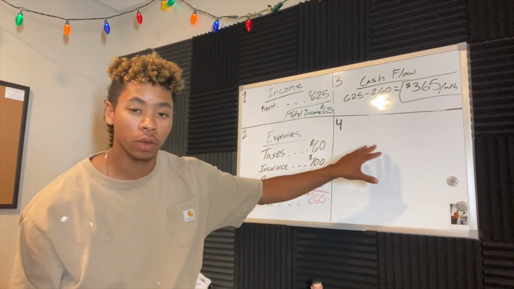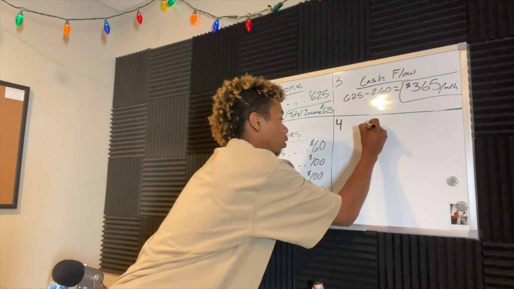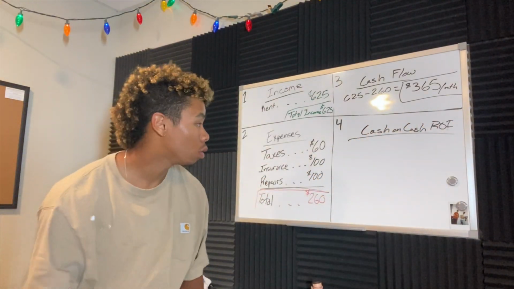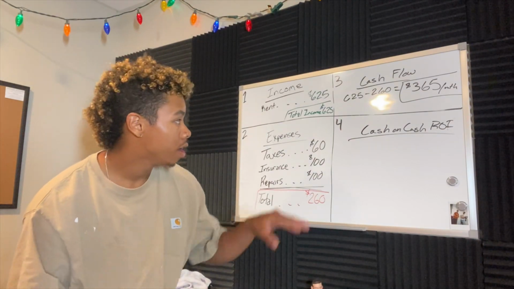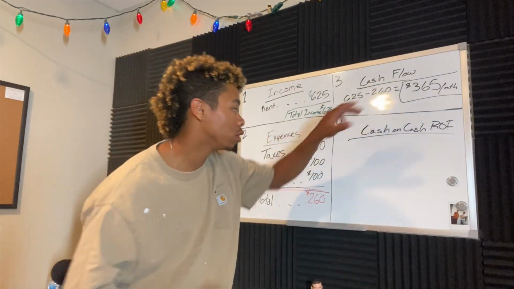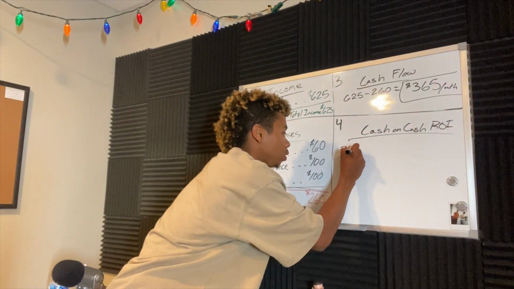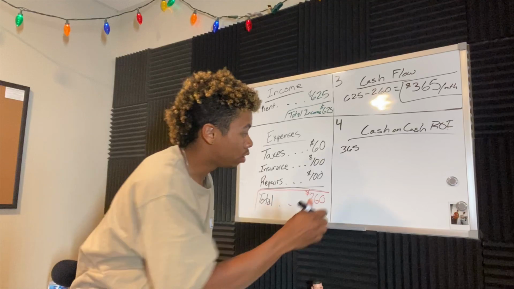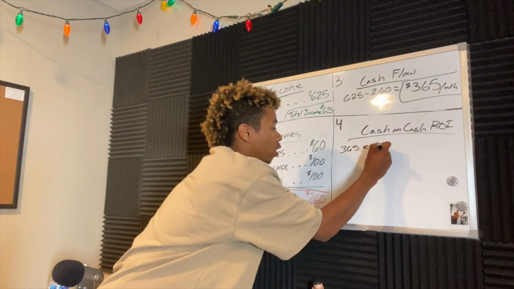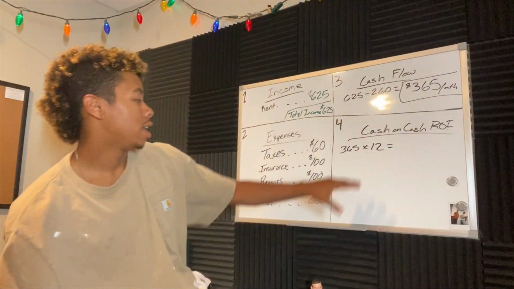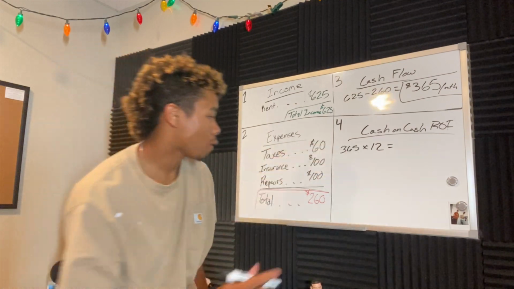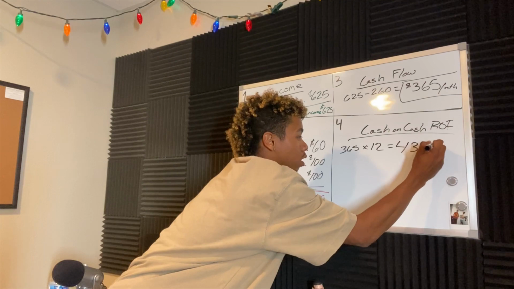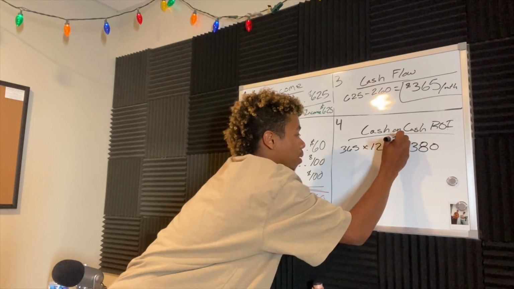And for this example, I'm doing cash on cash ROI. Total cash on cash ROI. We want to take this cash flow number, so 365, and multiply that by 12 because there's 12 months in a year, so times 12, and that would be $4,380, I believe. Check my math.